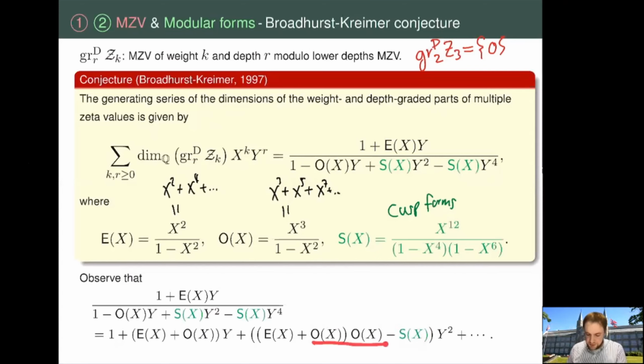So the interpretation is that in even weight, in depth 2, as generators we have something which is counted by counting all tuples odd, odd, adding up to the weight, minus the number of cusp forms, meaning a cusp form gives a relation among zeta values. And this term here, I want to explain in the following by using multiple Eisenstein series.